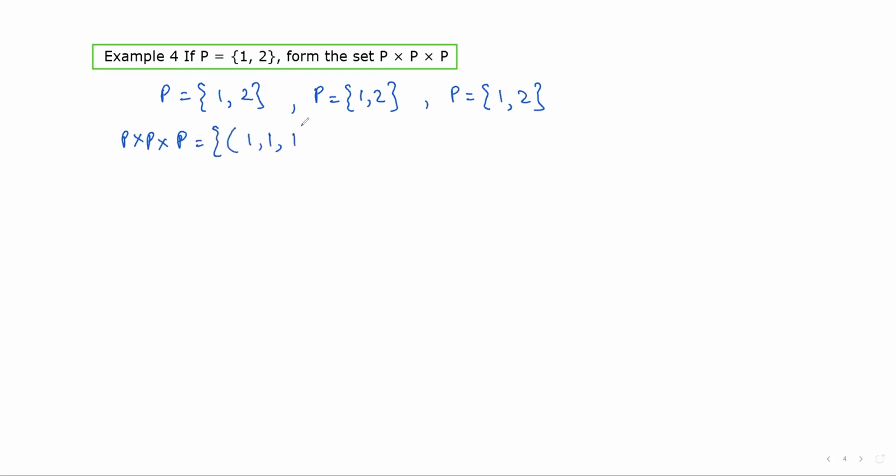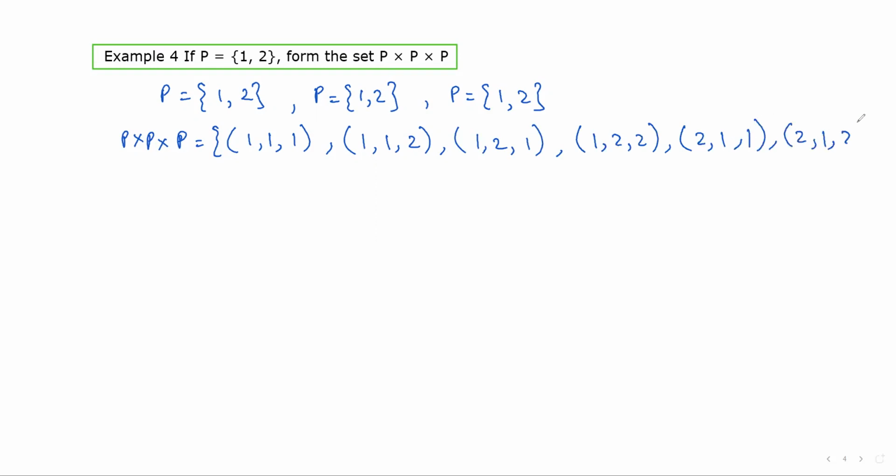(1, 1, 1), (1, 1, 2), (1, 2, 1), (1, 2, 2), (2, 1, 1), (2, 1, 2), (2, 2, 1), and (2, 2, 2). So first element as it is, and then you'll write both these elements. So 1 is written over here, 2 is written over here.